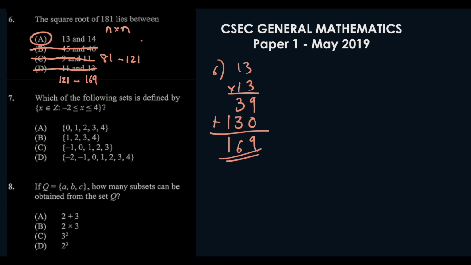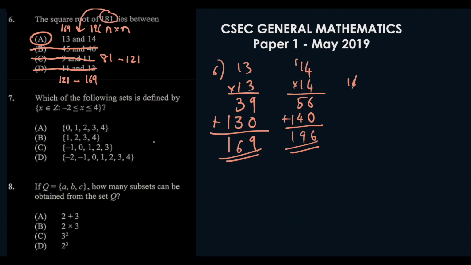Okay, so if I was just to work that out, let's do the 14 part now. 14 times 14. 4 times 4 is 16. We put the 6 here, put the 1 here. 1 times 4 is 4, plus 1 is 5. We put the 0 here. 1 times 4 is 4. 1 times 1 is 1. When we add this up, we have 196. So 13 times 13 is 169, and 14 times 14 is 196, which 181 falls within. So therefore, our answer is indeed A.